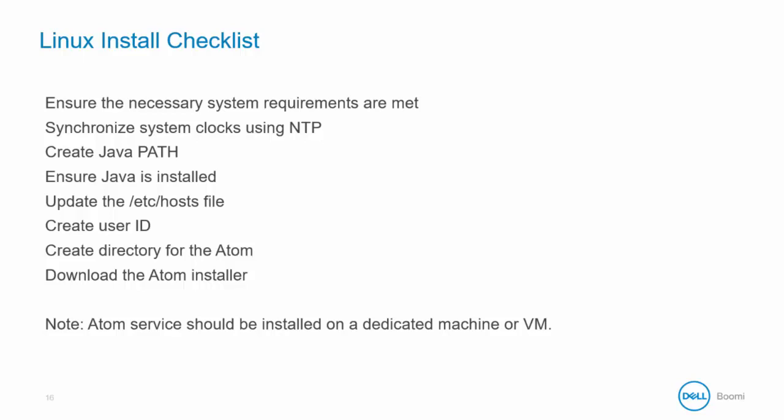Update the host's file with the local hostname and corresponding IP address. Create a user ID with the appropriate rights to the installation directory. Create an installation directory for the Atom. And finally, download the Atom installer from the Welcome tab. It's highly recommended that the Atom service should be installed on a dedicated machine or virtual machine, just as in Windows. So this will allow for optimum performance and will limit operational issues which might arise. We also do not recommend that you embed the Atom runtime as a child type service.